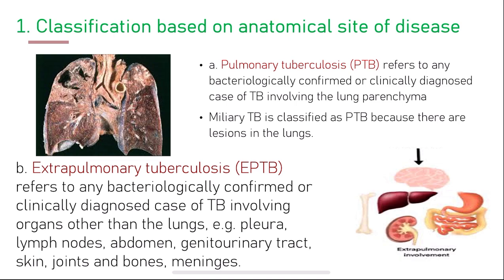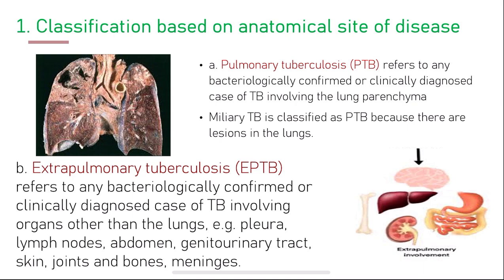Next, we have extrapulmonary TB. Extrapulmonary TB refers to any bacteriologically confirmed or clinically diagnosed case of TB involving organs other than the lungs. The words you just have to remember: pulmonary, extrapulmonary. Pulmonary involves the lungs, extrapulmonary involves organs other than the lungs. Very simple. What are the other organs now? You can start mentioning the other organs.